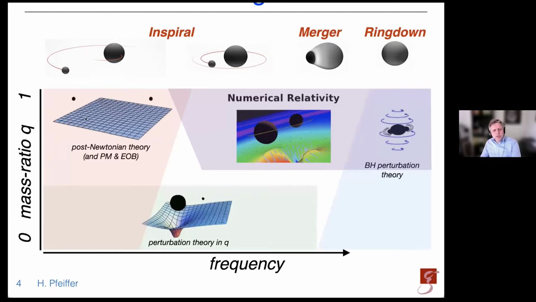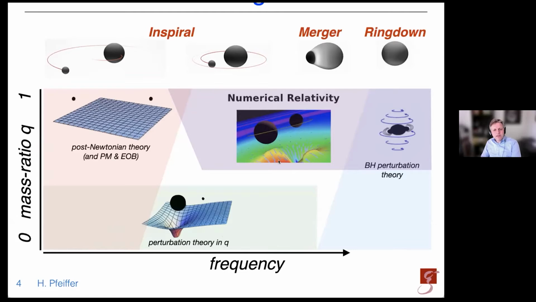A second important axis I get to later is the mass ratio, between equal mass binaries and extreme mass ratio binaries, where the more extreme the mass ratio is, one can also do perturbation theory in the mass ratio itself. So quite a few different tools are available. All of them are of essential use.